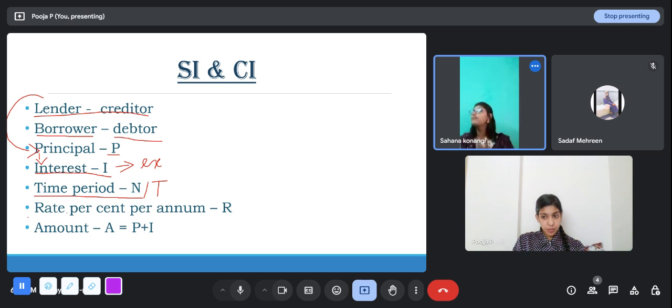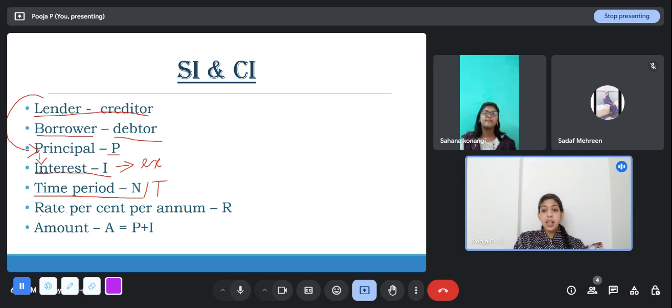The next term is rate percent per annum. This is the interest you are supposed to give in terms of percentage for every year that you are going to pay. It is called the rate percent or the rate. It is calculated on a per year basis and is denoted by R.